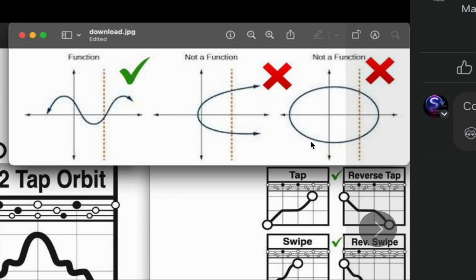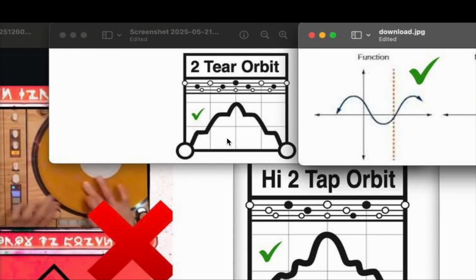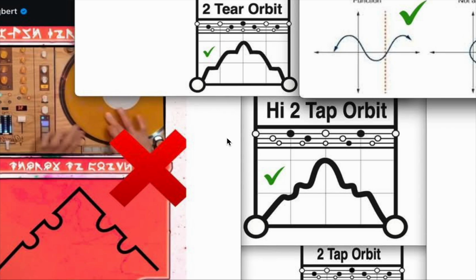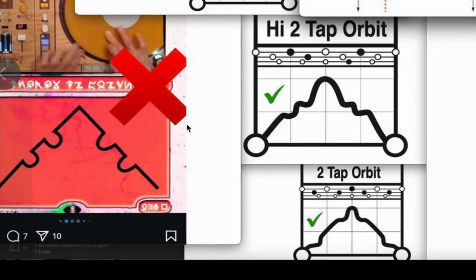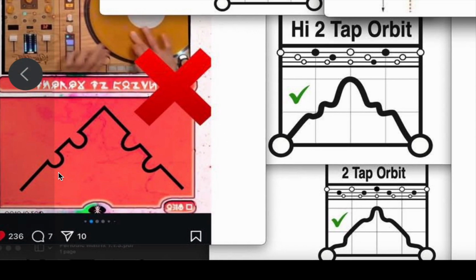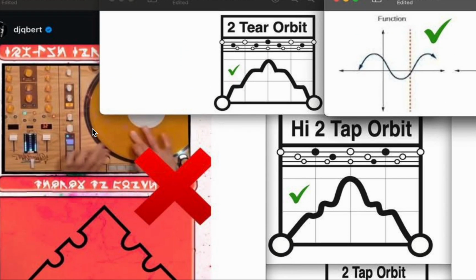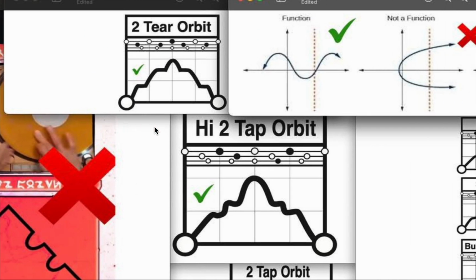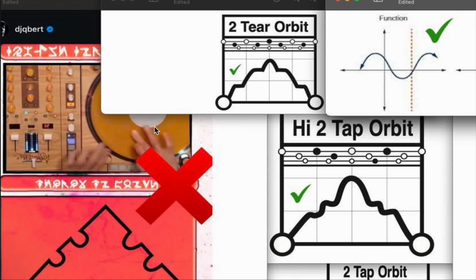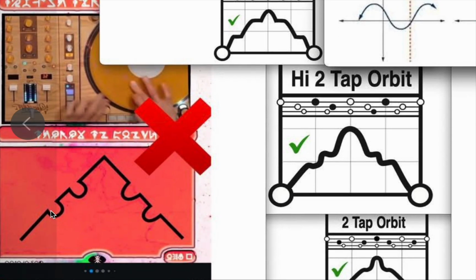It has a mathematic formula. Everything can have a formula, but it's not a function, right? So all scratches must be functions, right? So with Qbert's example right here, we can see that it's going forward, and then it goes.